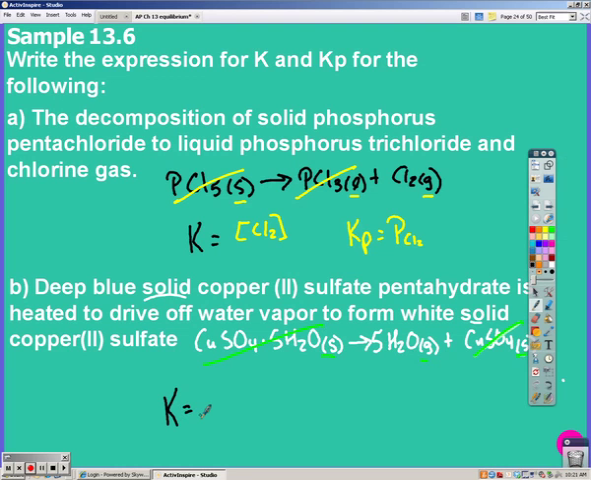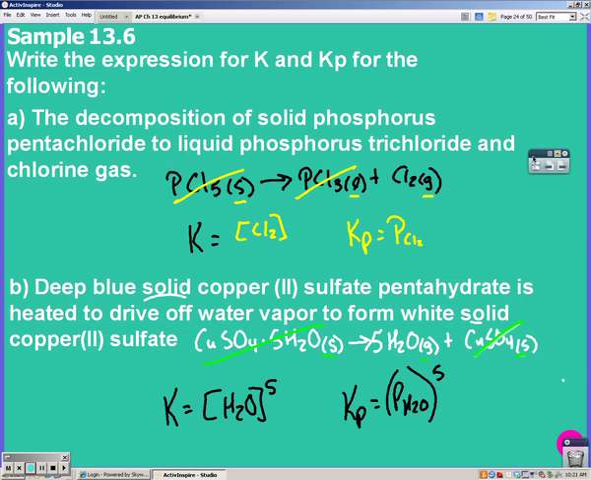So our K is equal to the concentration of water. And we have a coefficient this time, so it's raised to the power of 5. My Kp, again, would just be pressure of water. This time I do need the parentheses because I'm raising it to the power of 5.